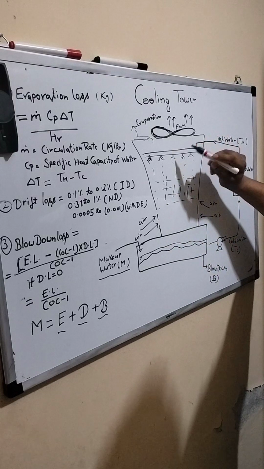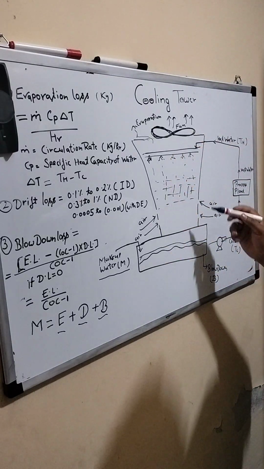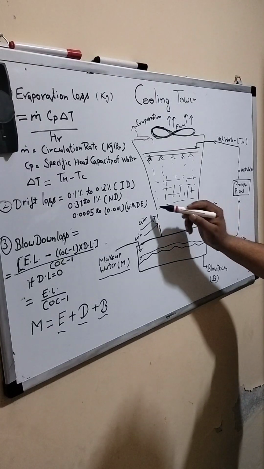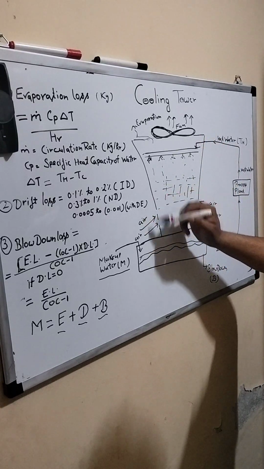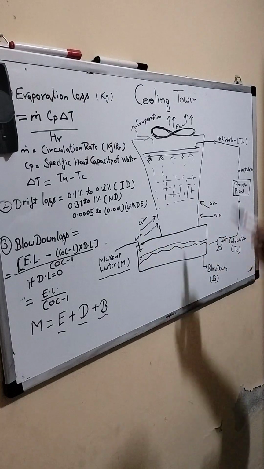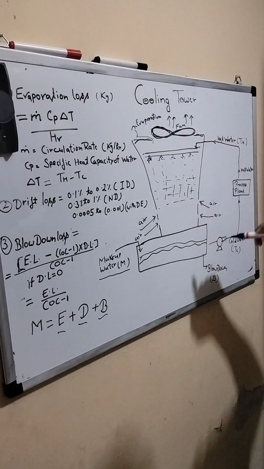This is an induced draft type cooling tower, because the fan is mounted on the top. Another type is the forced draft cooling tower, in which we mount the fan at the mid or bottom section of the cooling tower. Here it is mounted on top, so it is an induced draft.